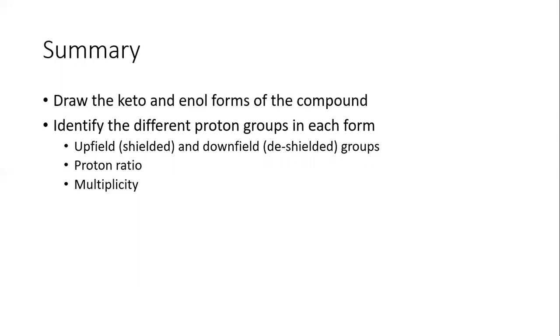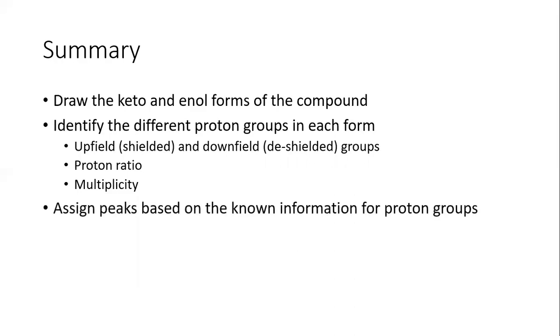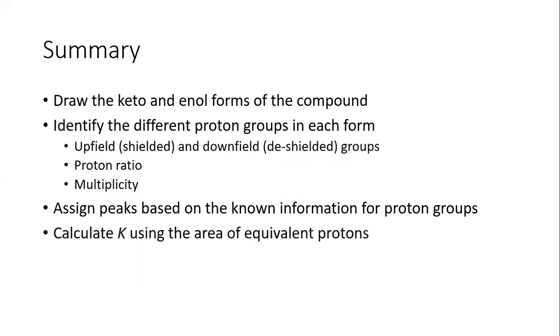And then you have to calculate the proton ratio, which will correspond to the area under the peak in the NMR spectrum. And then you have to also check whether the peaks will split based on their multiplicity, based on whether there is a neighboring carbon that has protons. Now, once you have all this information, you can assign the peaks on your NMR spectrum. And lastly, using the area of the equivalent protons, you can calculate the equilibrium constant for the compound. So with this, have fun and play with your NMR spectrum.